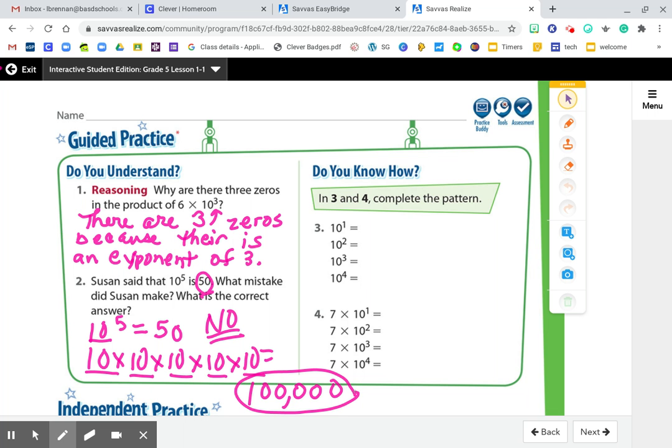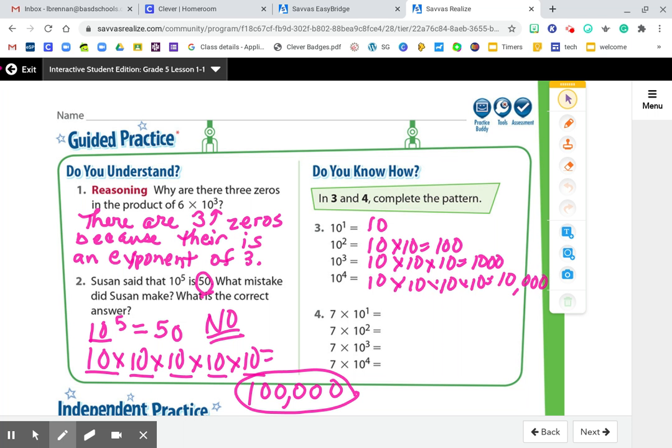In 3 and 4, complete the pattern. 10 to the first power. The base is 10, and I only have it once. 10 to the second power is 10 times 10, which is 100. 10 to the third power is 10 times 10 times 10, which is 1,000. And 10 to the fourth power is 10 times 10 times 10 times 10, which is 10,000. And don't forget your commas.